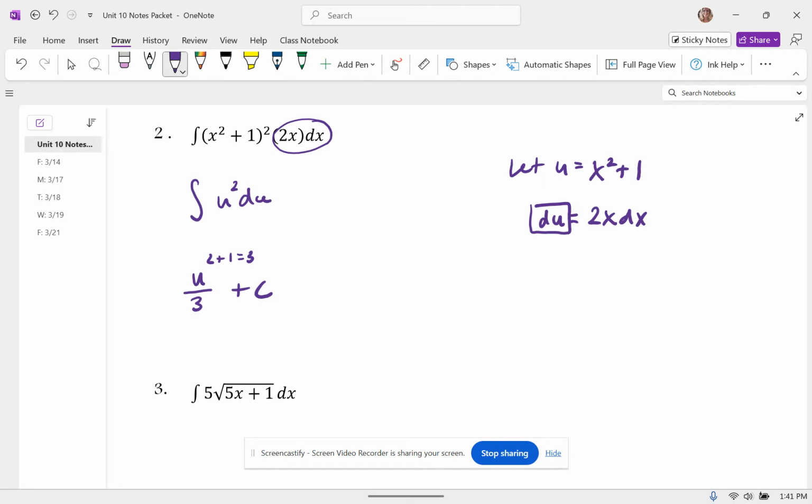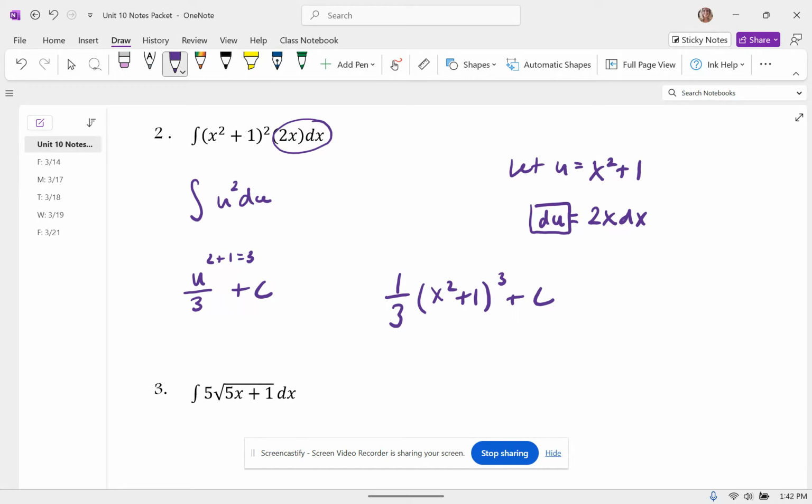All right. And then Miranda, sub back in for us. I was going to take a 1/3 out and then put x squared plus 1. 1/3 times. Oh, yeah. Like this? Nice. Or you can put it at the top.